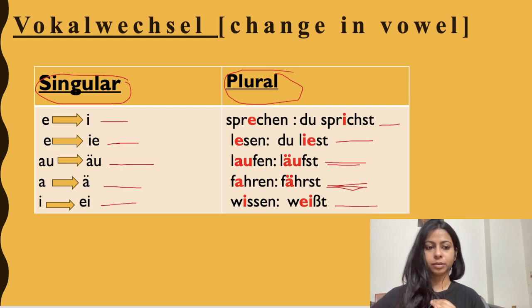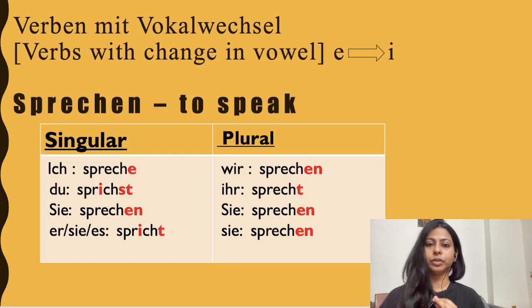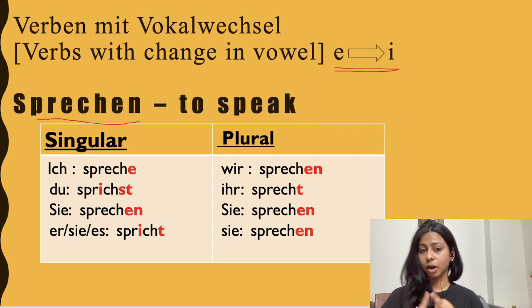Now moving on. Verben mit Vokalwechsel, verbs with change in vowel. We will see one by one each category. So the first category was e changes to i. For example, sprechen, which means to speak, and the Vokalwechsel, the change in vowel, only takes place in the pronouns du and er/sie/es. This I am repeating constantly because this is what is important for you to learn in irregular verbs.